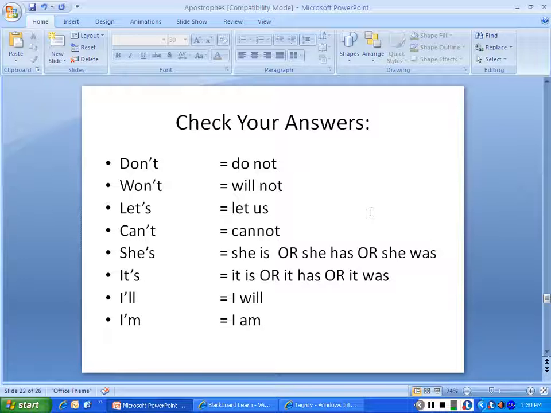You can see that this contraction could create a lot of potential problems if you're trying to make sure your tenses are correct. It's, it is, it has, or it was. Once again, if you're using the contraction, you might be making a mistake with your verb tenses. I'll is I will, and I'm is I am.